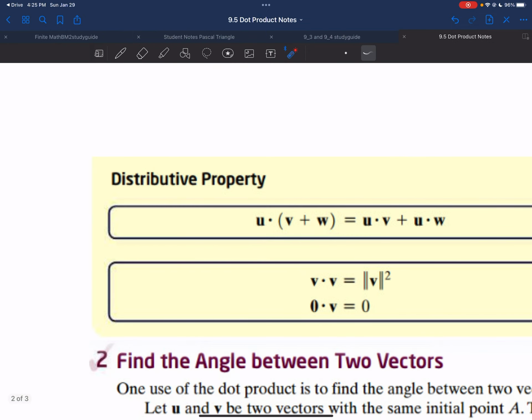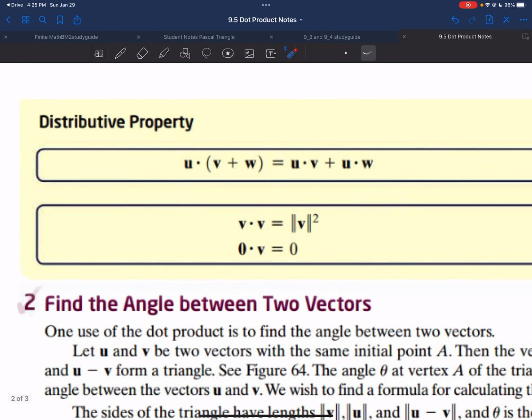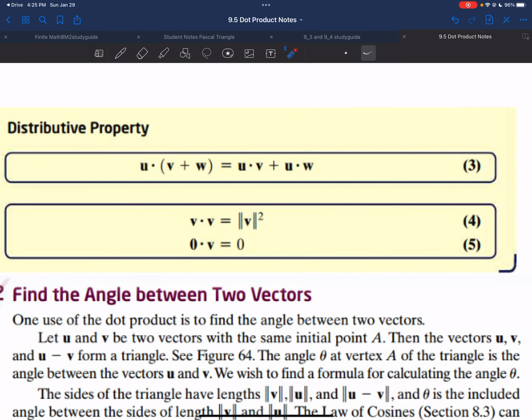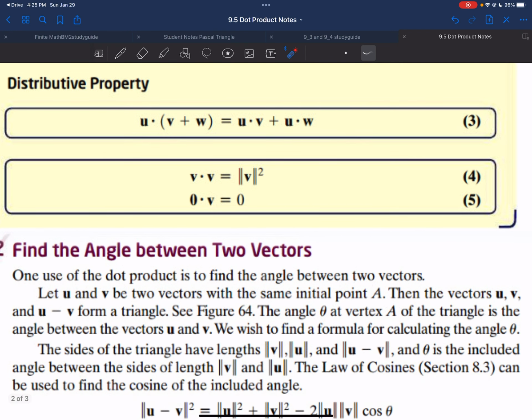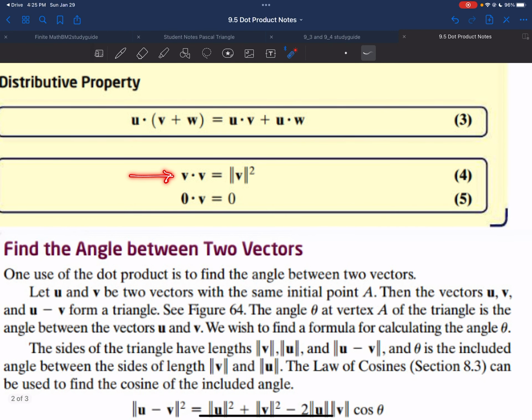The other piece that we can take a look at is the distributive property. So if I had a vector that was in a dot product with two other vectors that are being added, I would just distribute this one as a dot product across both of them. And then we showed you this one, that a vector dotted with itself is equal to the square of its magnitude. And then, of course, 0 times any vector is going to give you 0.